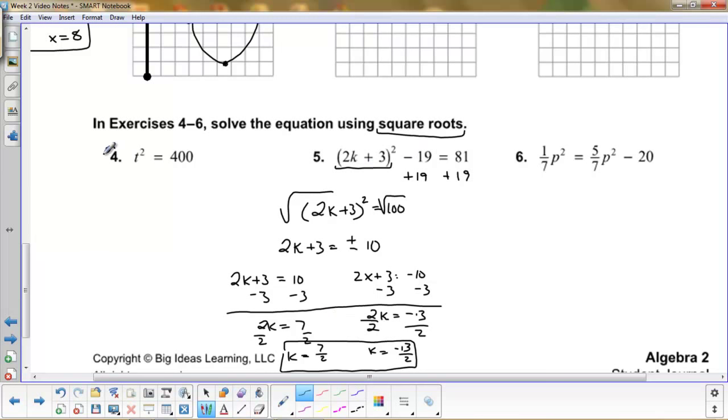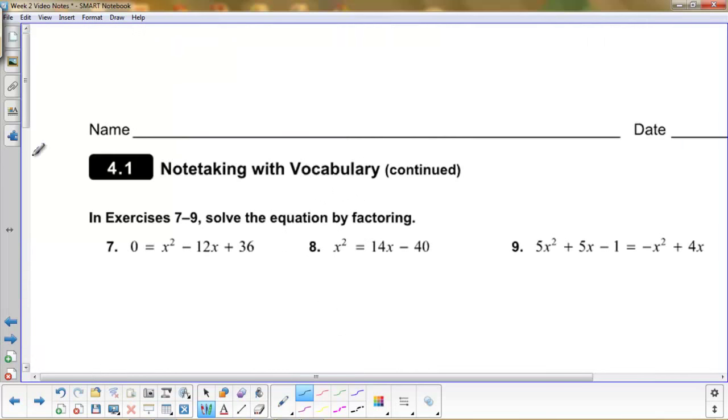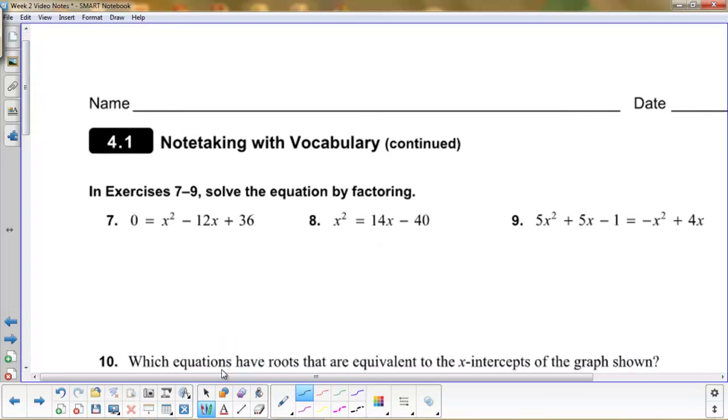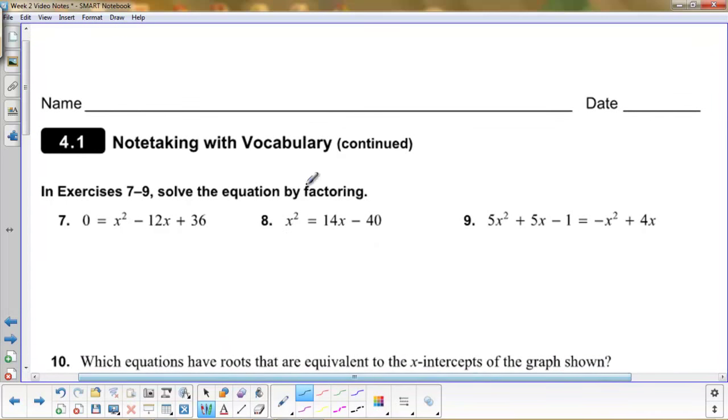Go ahead and solve question number 4 now, or after this video is concluded, and come prepared tomorrow to work on question number 6 with your group mates. All right, the last method we're going to use today to help us solve quadratics is by factoring. I'd like to go ahead and look at question number 9 with you right now, and then you will be able to do the other 2 on your own.